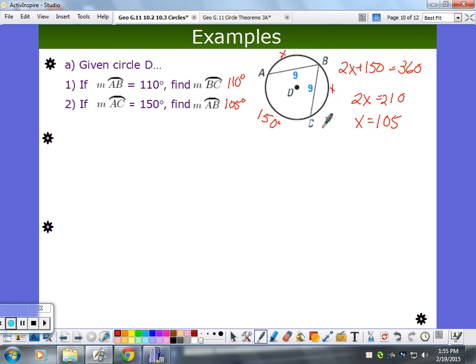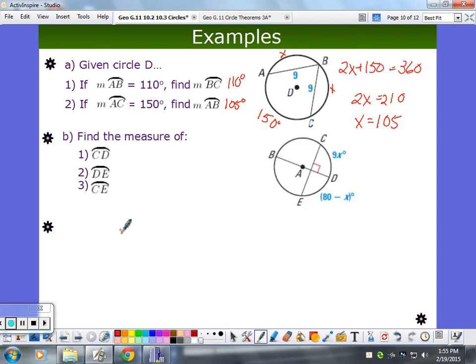So you're using the fact that we've got some congruent pieces here. Very nice. Okay, let's look at this example. Find the measure of arc CE, arc DE, arc CE. So let's see what's going on here.